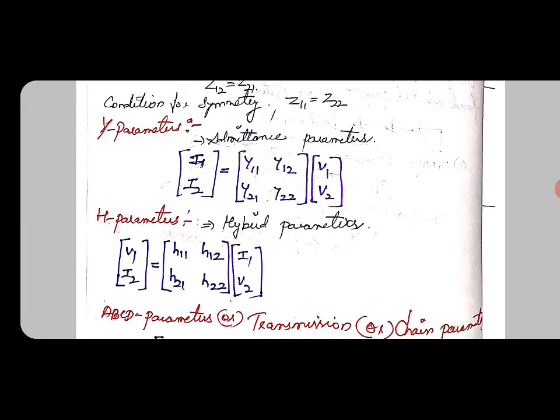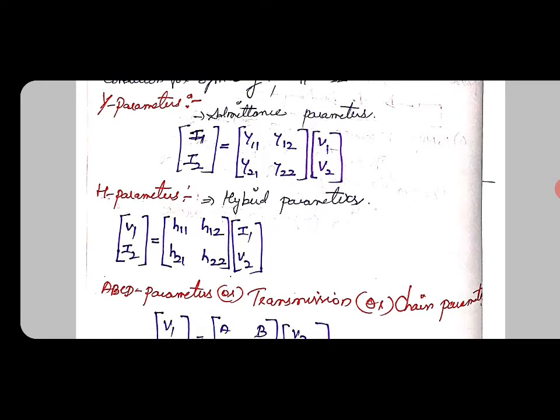Then Y parameter is nothing but the admittance parameter. Its format is I1, I2 equal to Y11, Y12, Y21, Y22 into V1, V2. Then the hybrid parameters, H parameters: V1, I2 equal to H11, H12, H21, H22 into I1, V2.